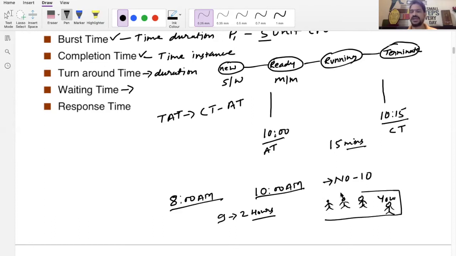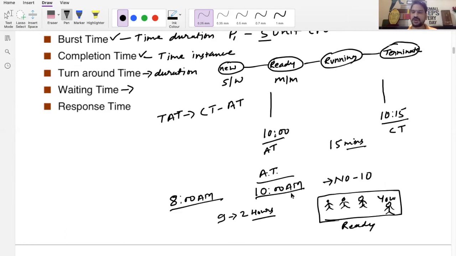That particular waiting queue is nothing but the ready queue or the ready state. So we don't know when you came. Once you came, that time is called arrival time. It means you came at 10 o'clock and you join them in a ready state. Ready state means ready to get served by the doctor, right? So how much time are you waiting here? We don't know, right?